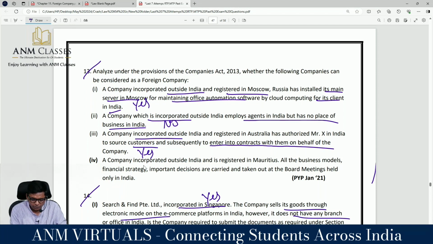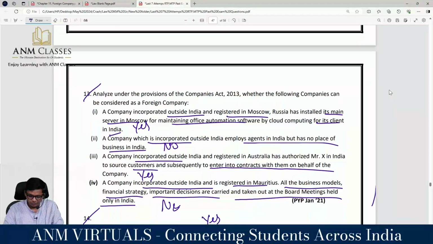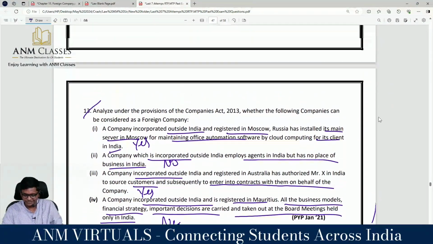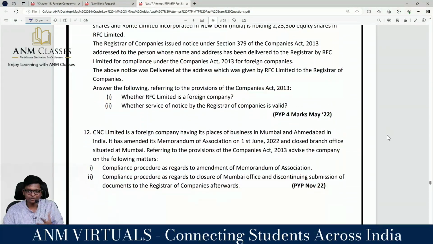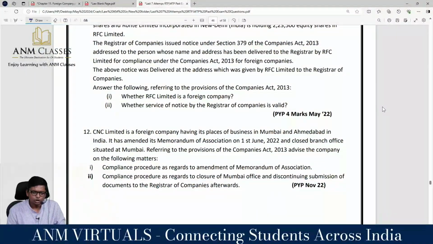Super. A company incorporated outside India, registered in Mauritius. All the honeymoon locations they have given us in this chapter. All the business models, financial strategy, and important decisions are carried out and taken by board meetings held only in Mauritius. No, that's not a place of business. You do meetings, we don't care. Oh, the meeting I said was not in Mauritius, guys, but in India. Recording also is going on.